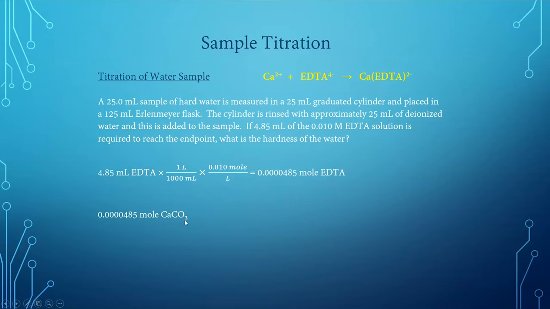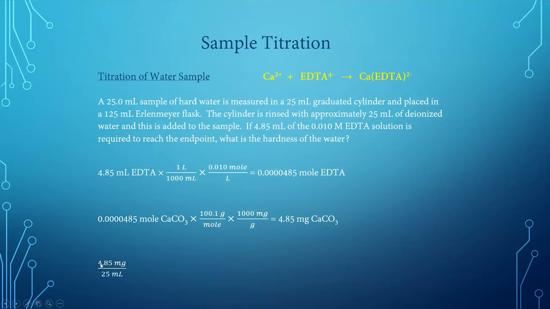To get the water hardness, we need to know the mass of calcium carbonate in the sample, because water hardness is normally measured as the number of milligrams of calcium carbonate in every liter of our sample. We can first convert the moles of calcium carbonate to grams by determining its molar mass. And then we can convert that to milligrams, and that will give us the number of milligrams of calcium carbonate in our sample.